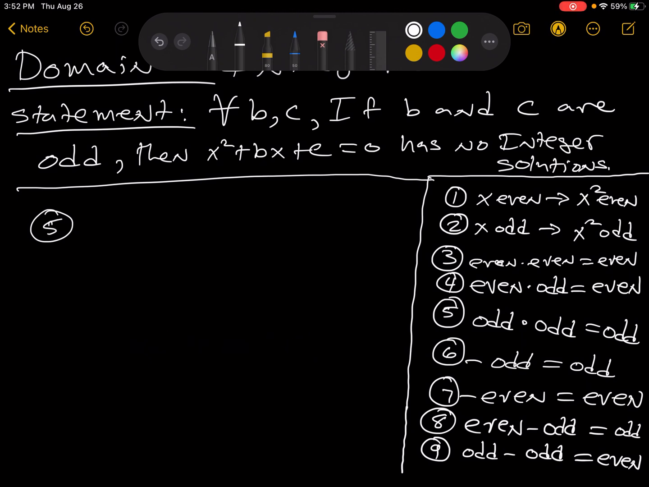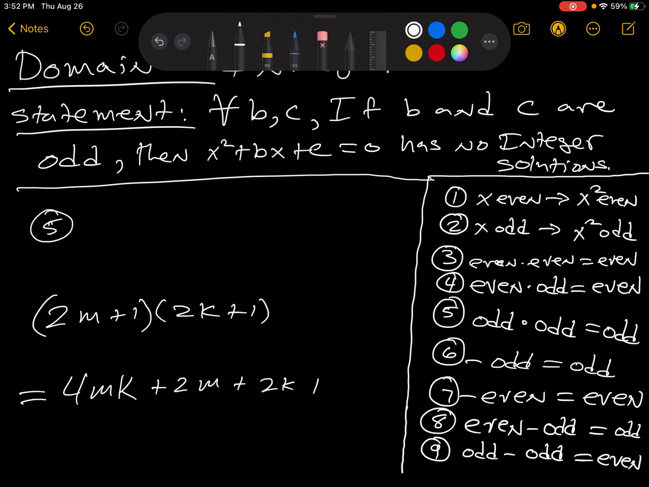Okay, 5. An odd times an odd. So (2m plus 1)(2k plus 1). Let's see, this is 4mk plus 2m plus 2k plus 1. This is 2 times (2mk plus m plus k) plus 1. So if m and k are integers, then 2mk plus m plus k is an integer, and this establishes 5. If you multiply two odds, you get an odd.